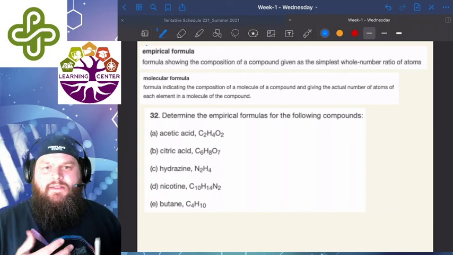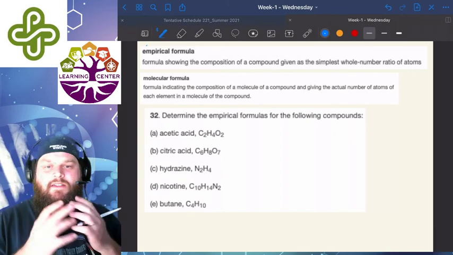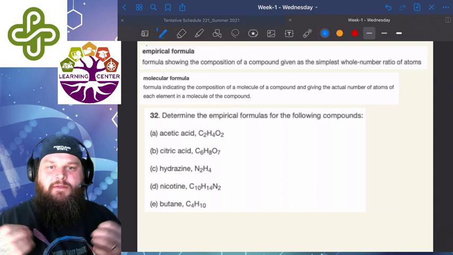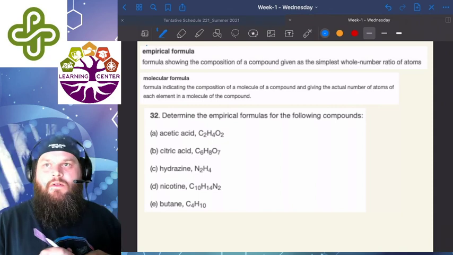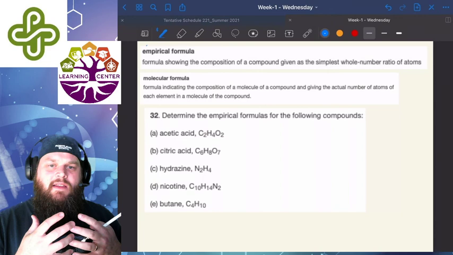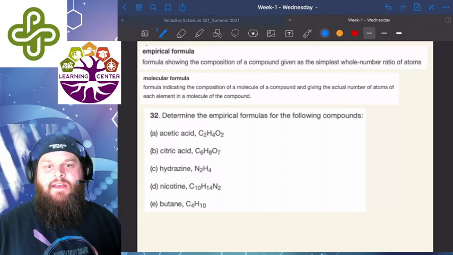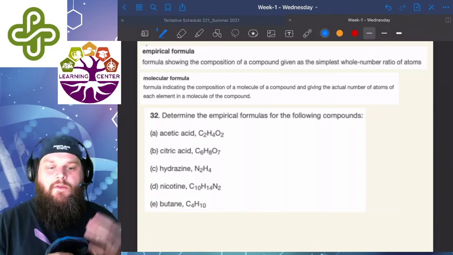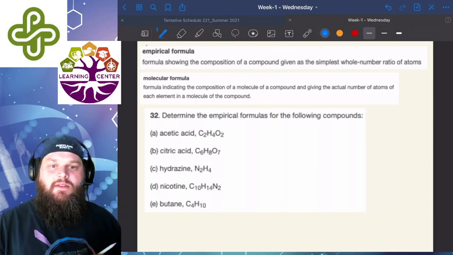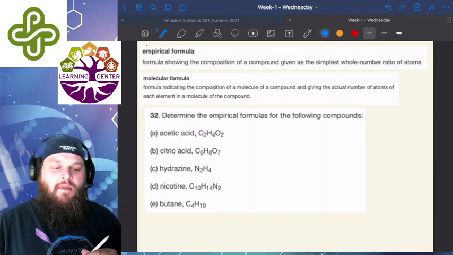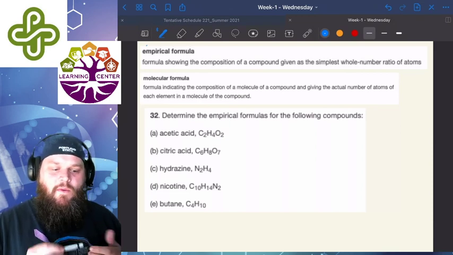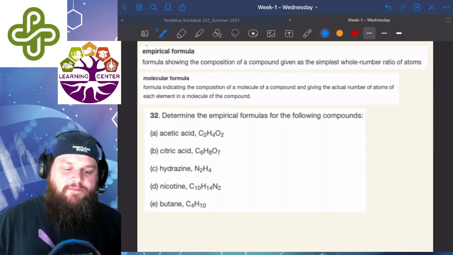What that basically means is the empirical formula is the general ratio between those atoms. We don't know exactly how those atoms are put together or on what scale, but we know this is the basic ratio of carbon to oxygen to hydrogen or something to that effect, whereas the molecular formula tells us the exact chemical compound of that molecule. So in this case, we want to determine the empirical formulas of the following compounds, and they give us these molecular formulas to figure that out.